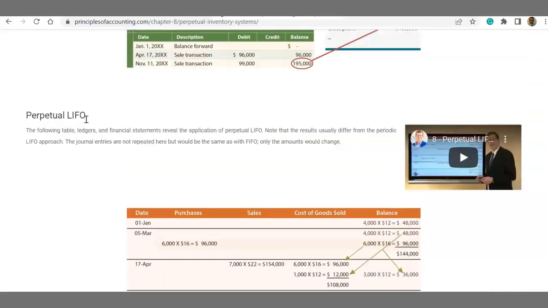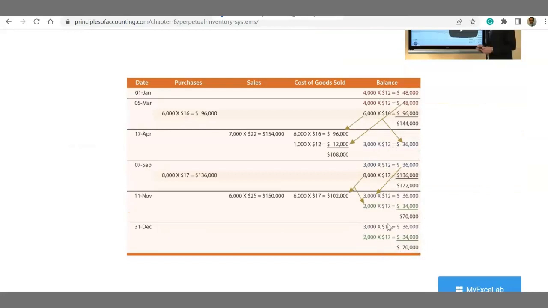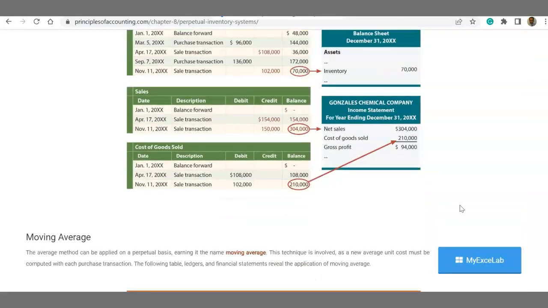That's why we don't do perpetual in LIFO, because as you see, the LIFO layers are kind of mixed up. There are no LIFO layers here. Here is my LIFO layer, I have 4,000 units, right? But I cannot see it. It's gone. Good question.